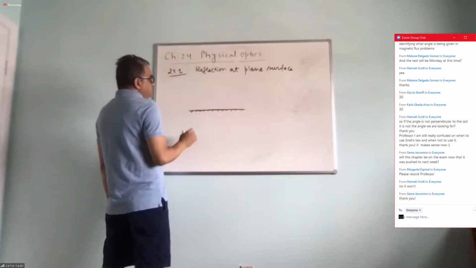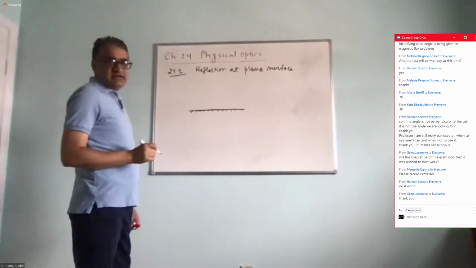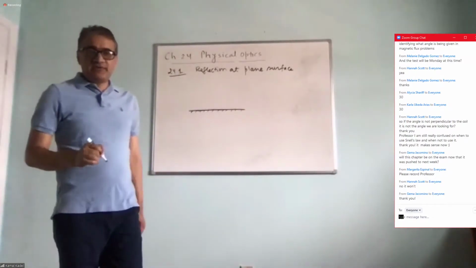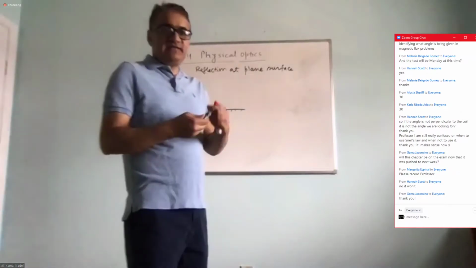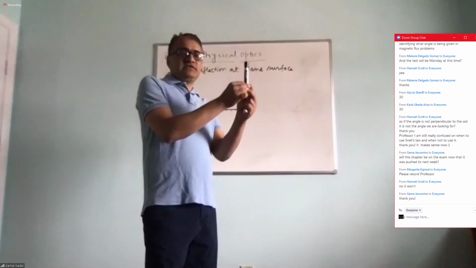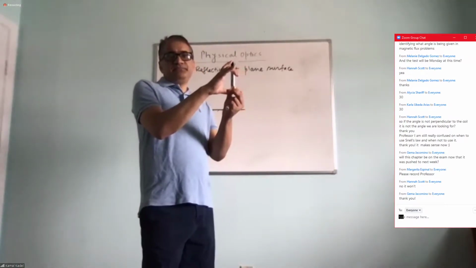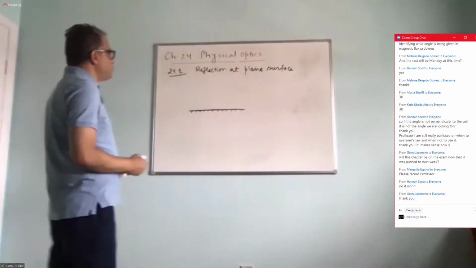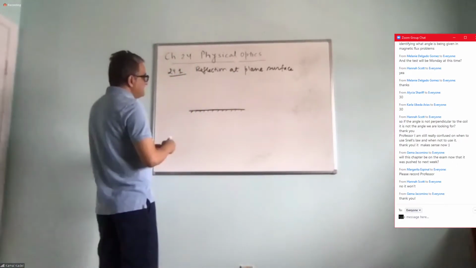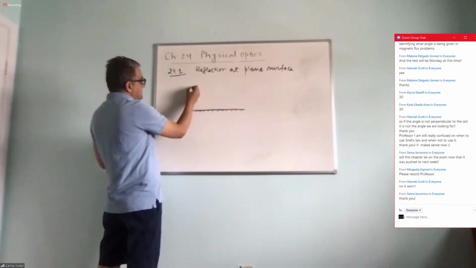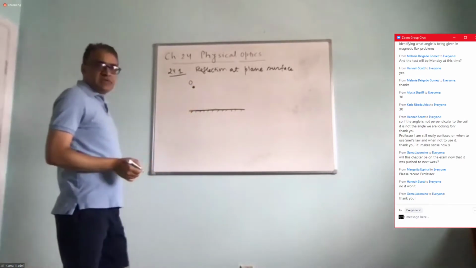Then let's start with the point object. An object can be of any shape, right? I can take this object, marked as the object. This is not a point object, it has some height, right? So if we start with a point object, then this is the point object here. This is my object. The object is called O, right?